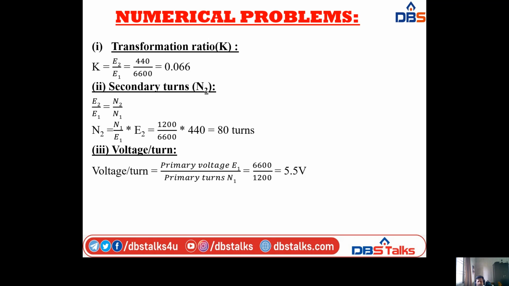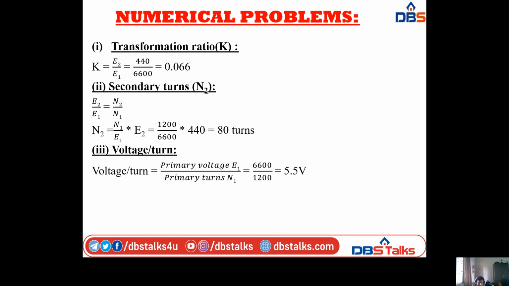So K is equal to E2 by E1, 440 by 6600, that is equal to 0.066. Second one, the secondary number of turns. With the help of the transformation ratio, we can determine the secondary turns also. E2 by E1 is equal to N2 by N1. Therefore, N2 is equal to E2 by E1 into N1, that is 440 by 6600 volts multiplied by N1 1200. Therefore, N2 is equal to 80 turns.